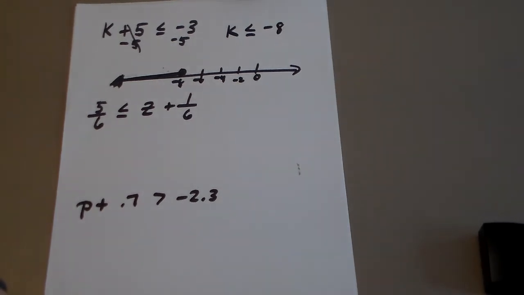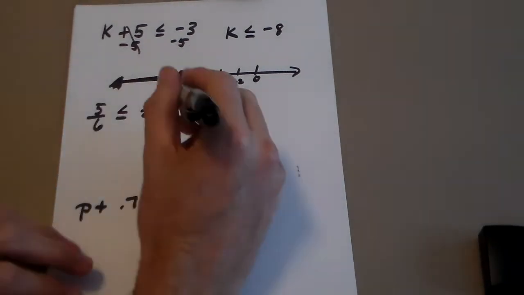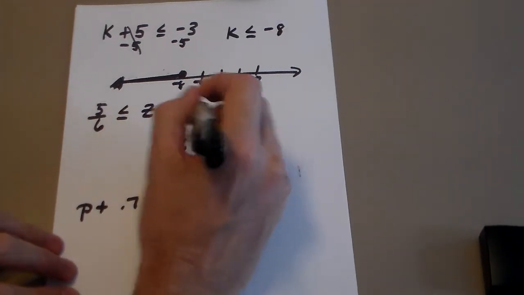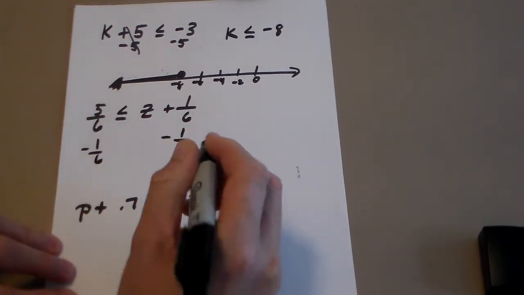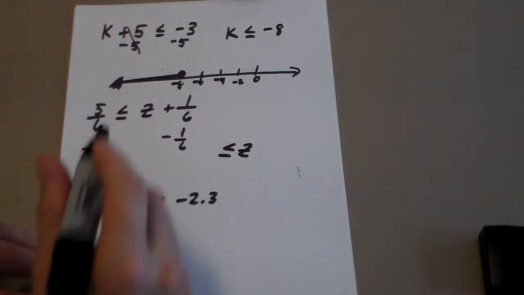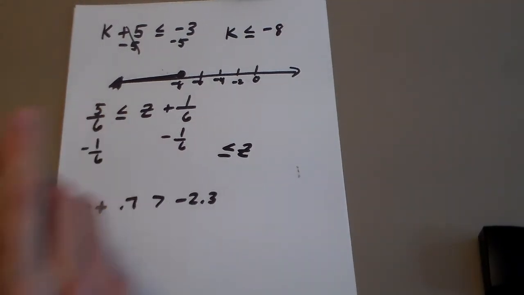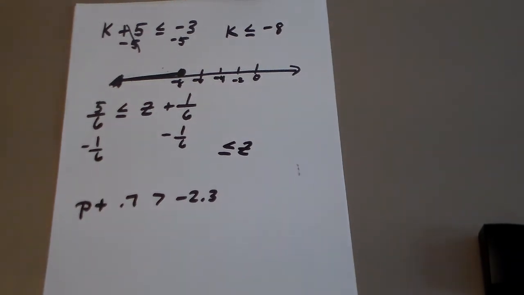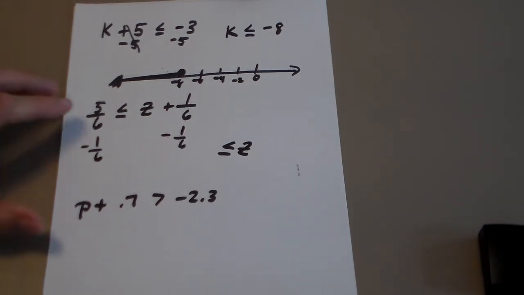So, let's take a look. Let's see what we should do here. We've got to get rid of that plus 1/6. So I'm going to go minus 1/6, minus 1/6, and I'm going to get z is greater than or equal to 5/6 minus 1/6. I gave you an easy fraction one to start with, because they have the same denominator. So when they have the same denominator, we can simply combine them.